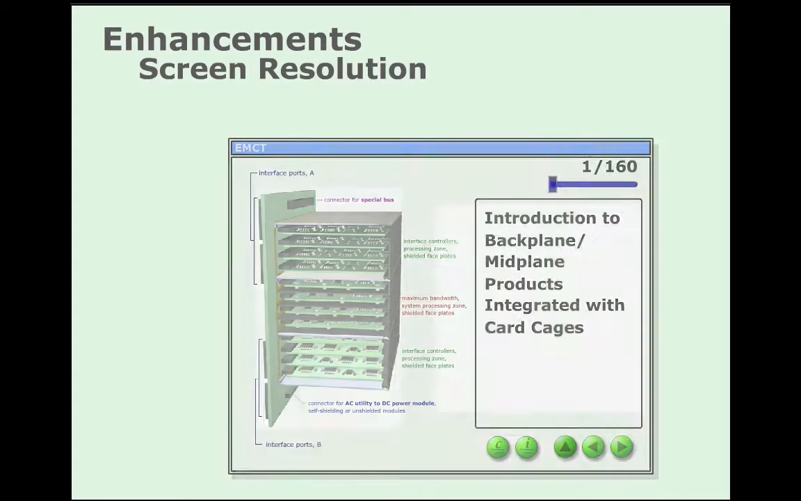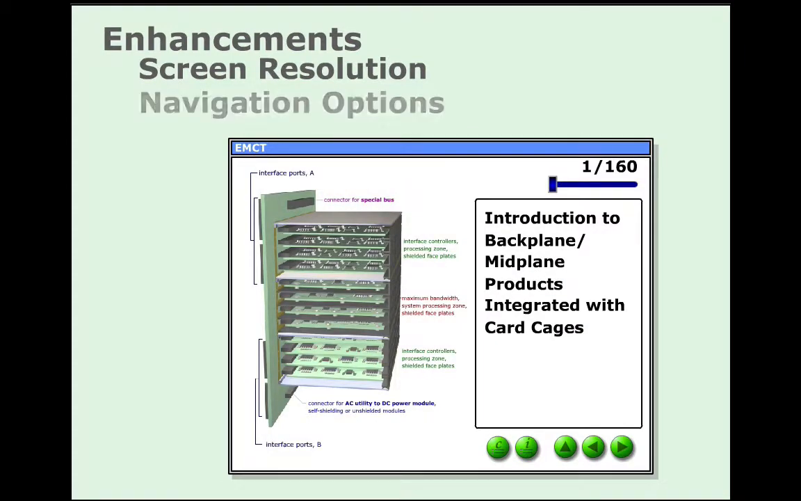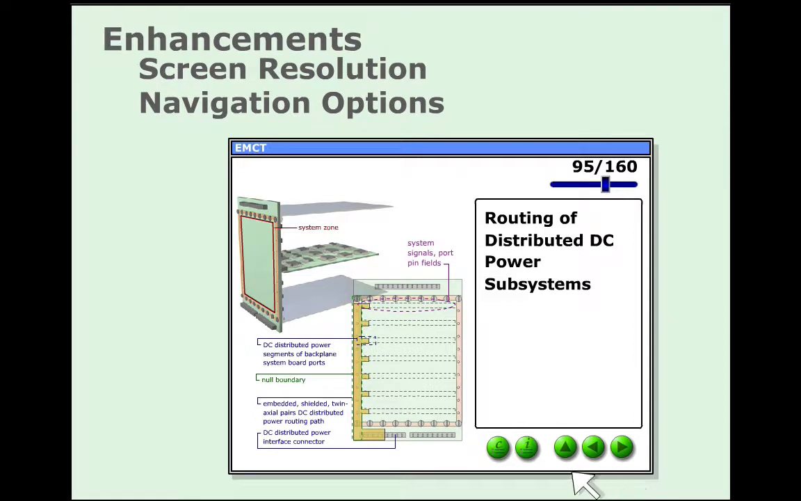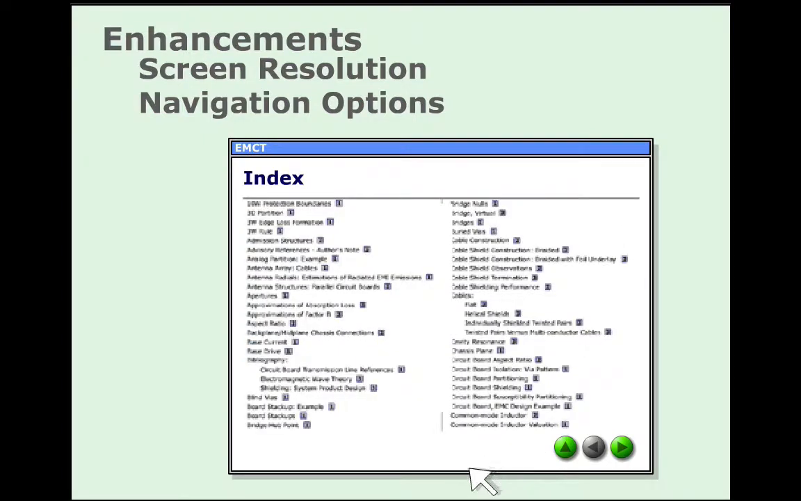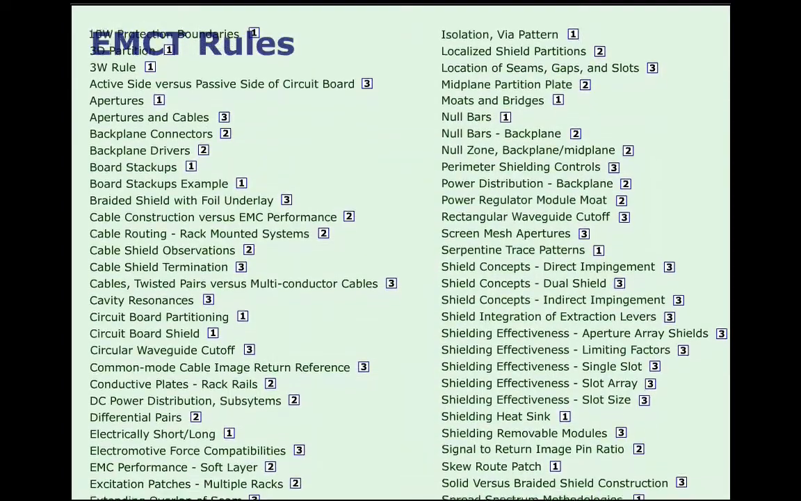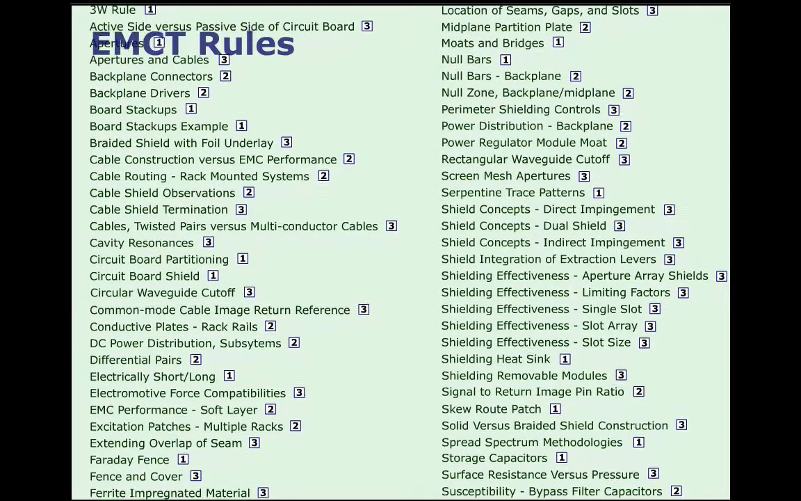Along with the new modules, several enhancements to the entire EMCT have been made. The screen resolution has been increased and the screen navigation options have been expanded. In addition to clicking on the navigation buttons, now you can just slide the navigation bar to a particular screen and you're there. You're now able to jump to a selected topic from the module and section-specific table of contents. In addition, a comprehensive and unified index allows you to jump to topics anywhere in the tutorial. Topics in the index are listed to help you navigate to specific areas of interest.